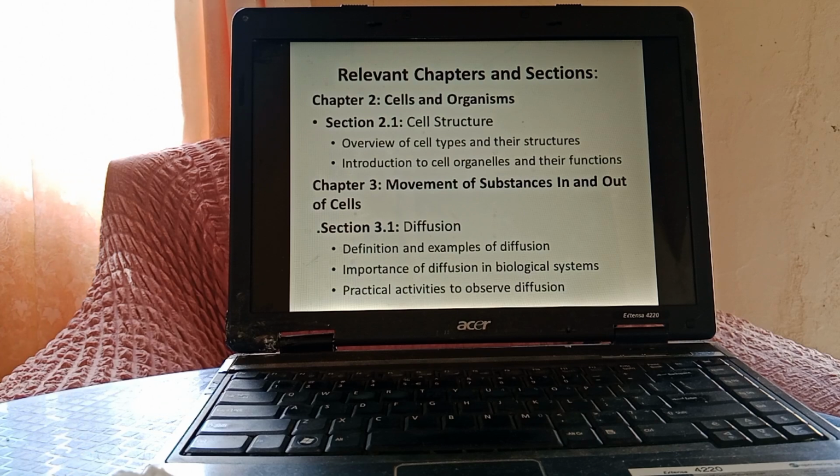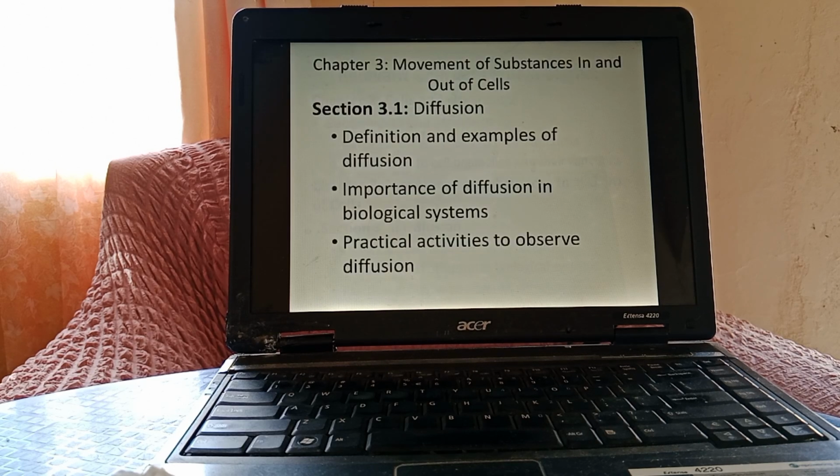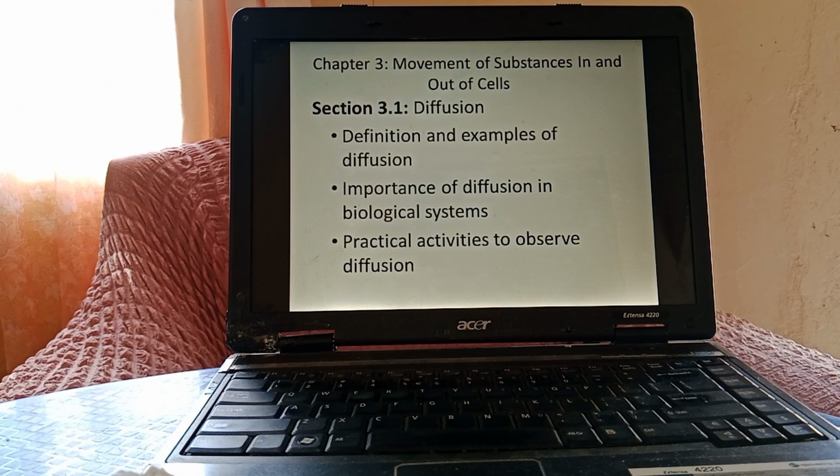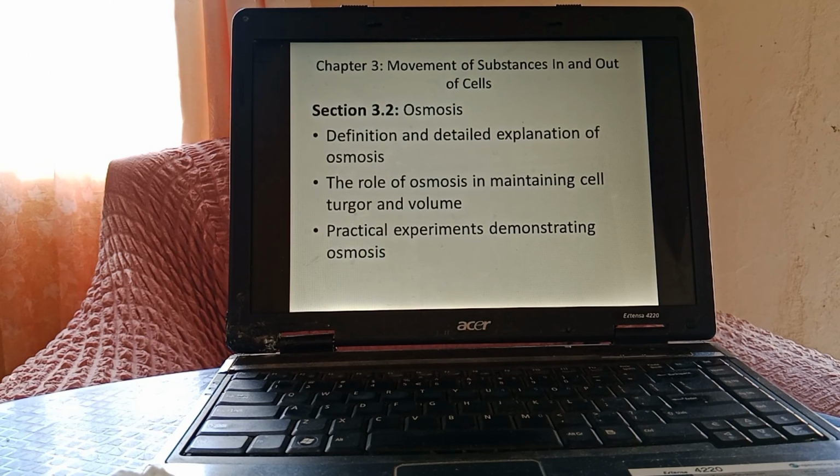As a background, Chapter 3 is movement of substances in and out of cells, where you have section 3.1, you have diffusion, definition and examples of diffusion, importance of diffusion in biological systems, and practical activities to observe diffusion. Continuation, movement of substances in and out of cells, diffusion, definition and examples of diffusion, importance of diffusion in biological processes, and practical activities.